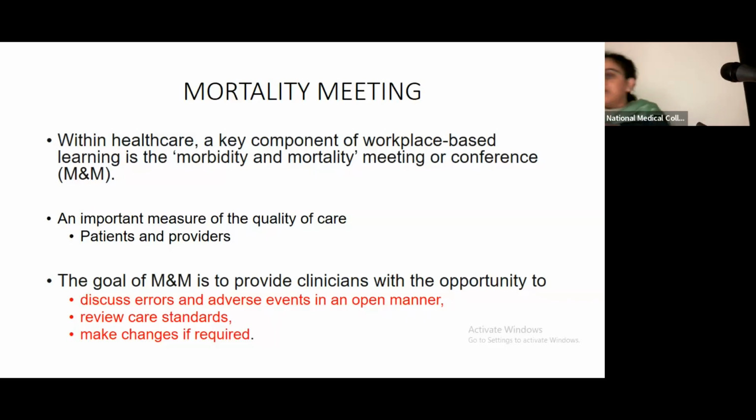Then it is to review case standards: what is the care we are providing at the emergency level, what care we are providing as the first point of contact, and what care is provided in the follow-up of these patients has to be seen. And suppose in the mortality meeting we find that there is some lacuna on our part, then you have to make changes if required. So that is the purpose of the mortality meeting.